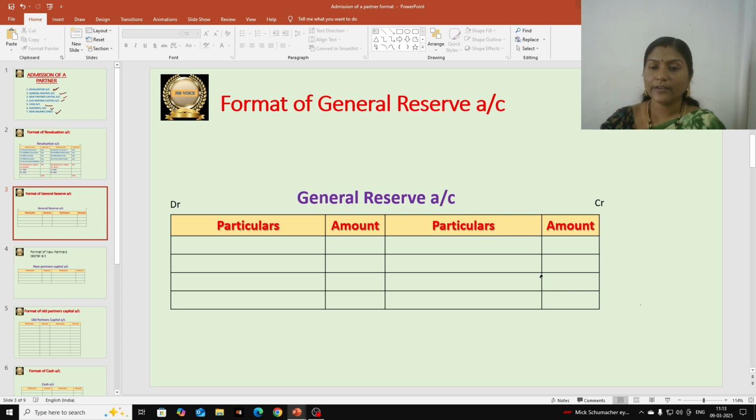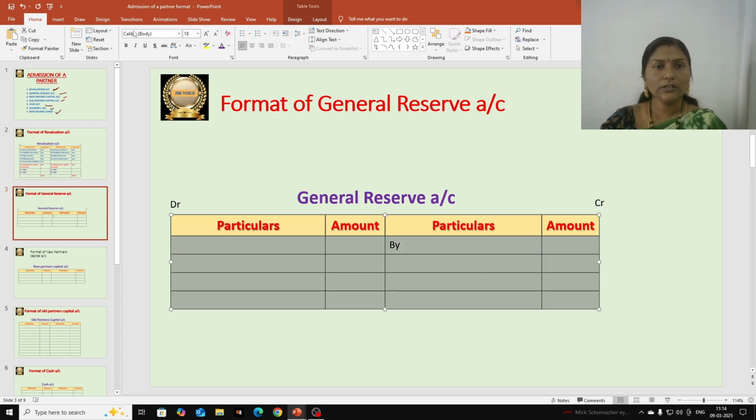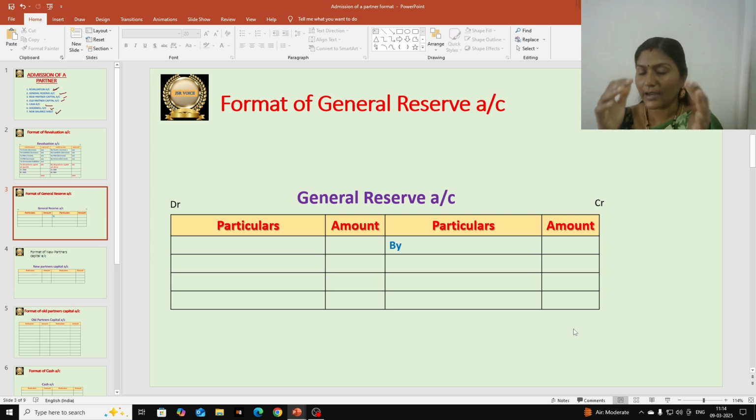Always in general reserve account we are going to write on the credit side, students. Whenever we start on the credit side, you should mention it with the word by. General reserve appears in the balance sheet on the liability side. Whenever we bring any item from the balance sheet to the account, we should see which side it is appearing. If any item is appearing on the liability side, that balance we should record on the credit side.